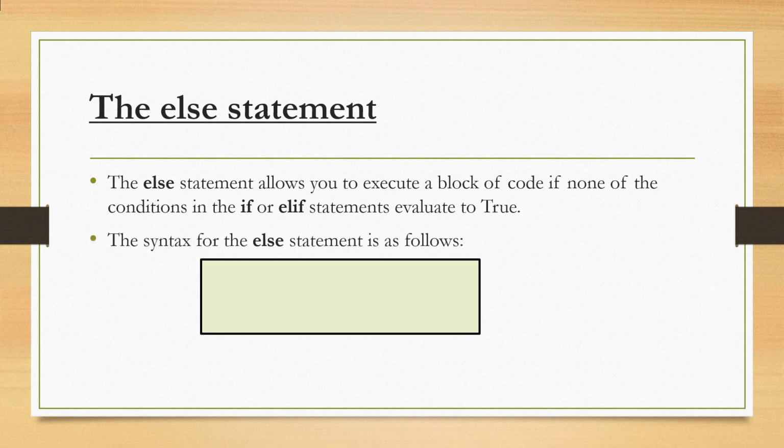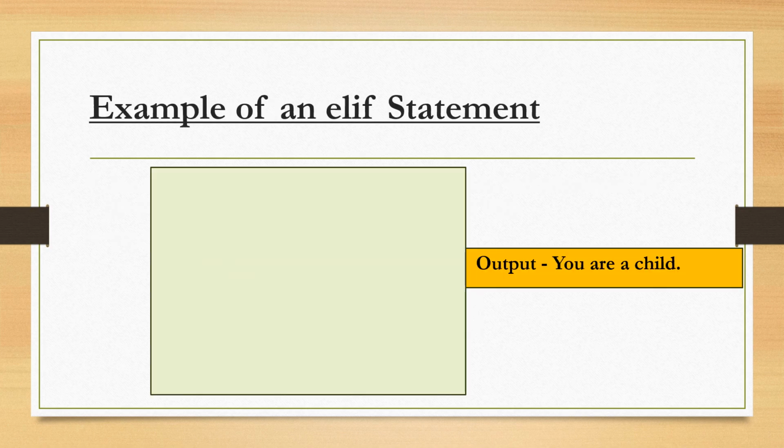The syntax for the else statement is as follows. First of all, we are going to use the else keyword. We are going to give a colon. After that, we are going to provide some code which is going to execute if none of the conditions are true. Okay, now an example of an else statement.